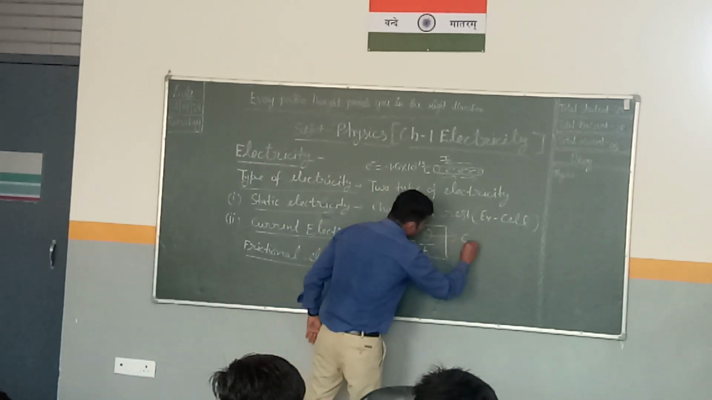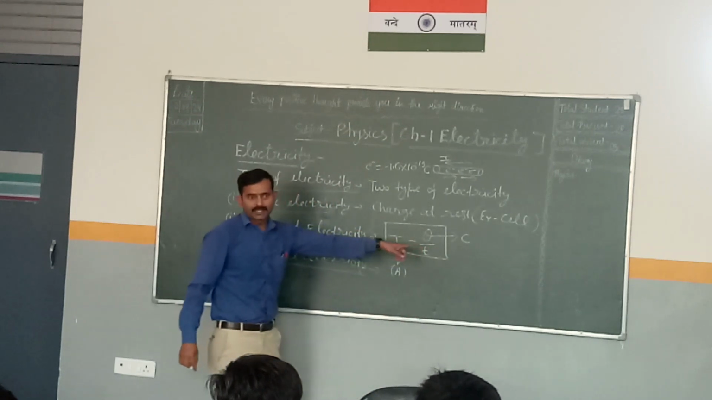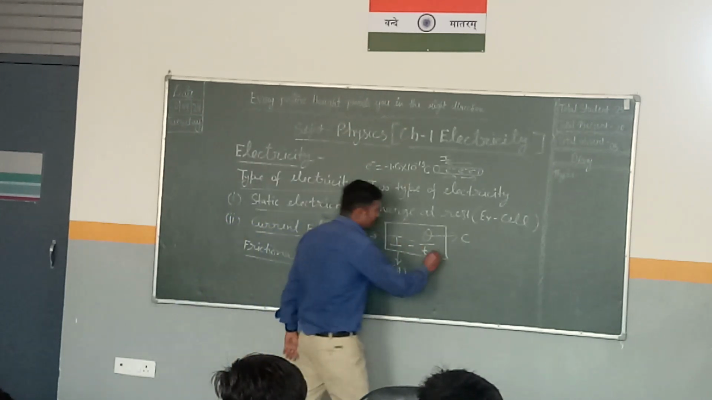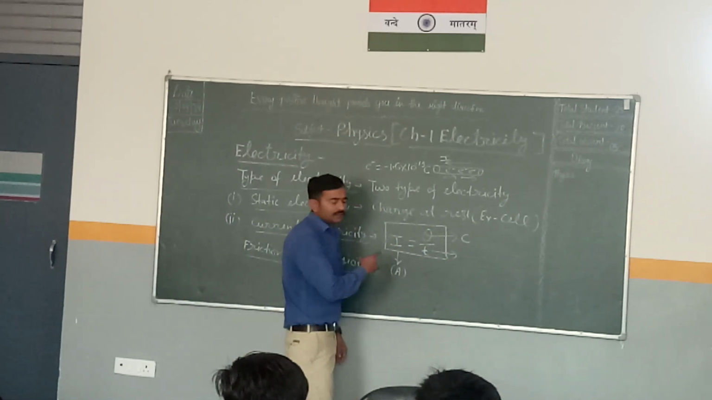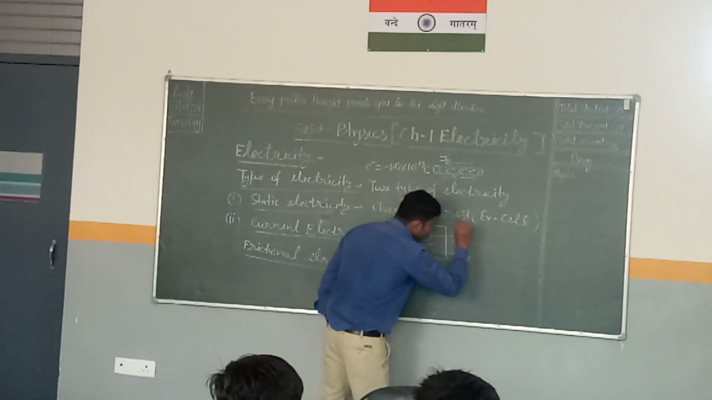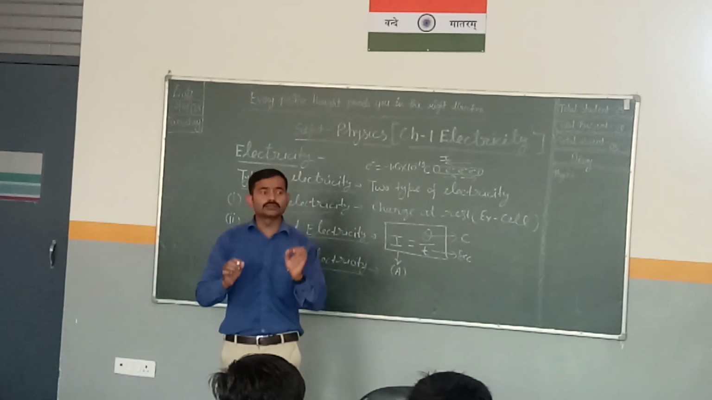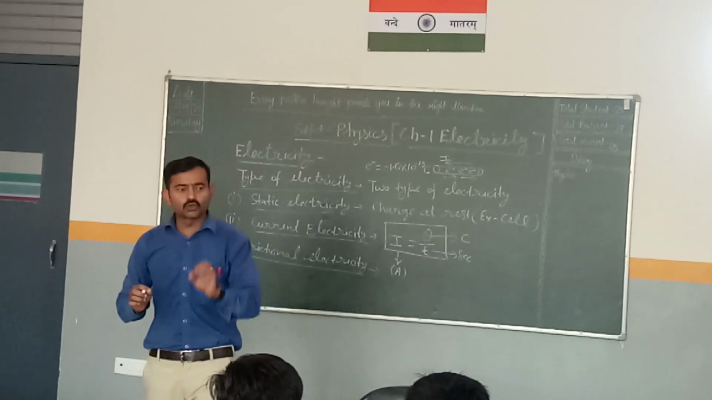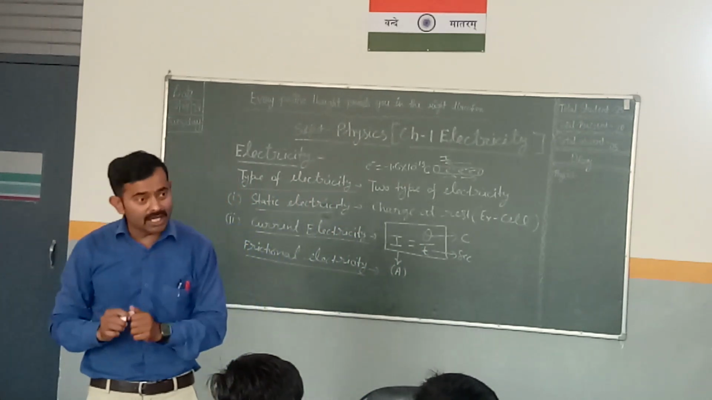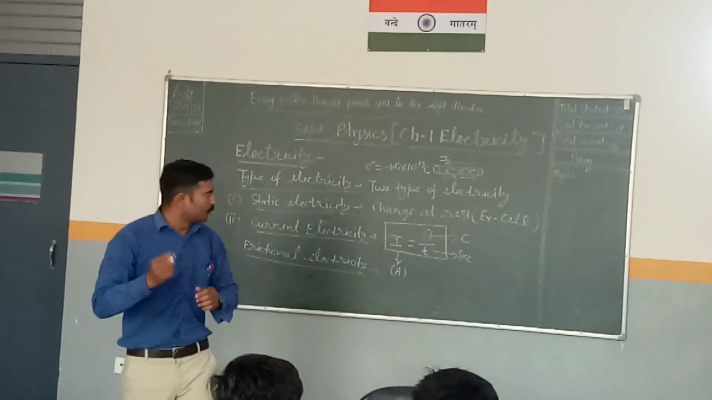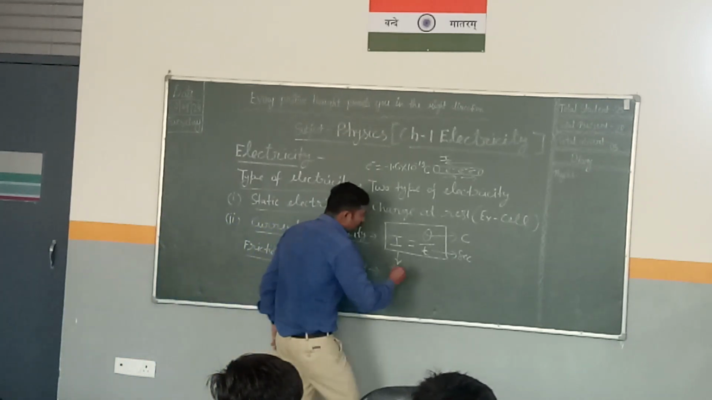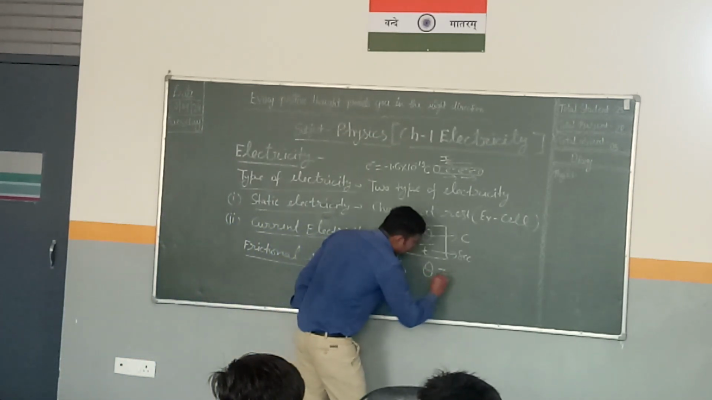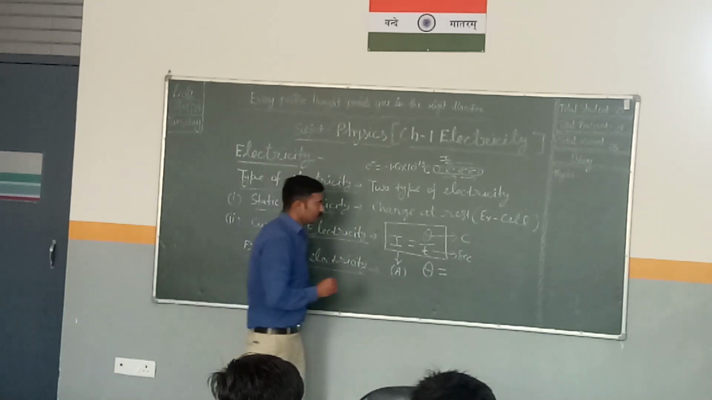Coulomb. It is denoted by capital C. Now, the SI unit of time is the second. And how do we find out the charge? If you want to find out the charge, you put the formula: charge is equal to N into E.